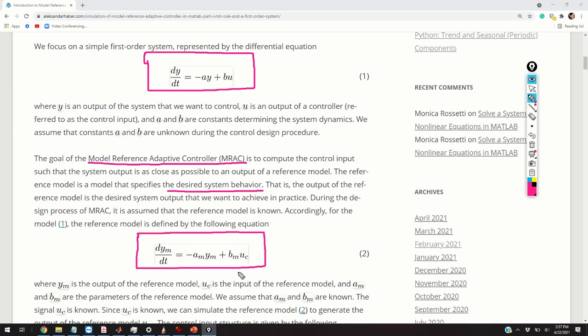We want our plant to behave in a similar way to the behavior of our reference model. That is, we want this output ym to be as close as possible to y, or the other way around, we want y to be as close as possible to ym, and we want to find a control law, u as a function of time, that will achieve that.